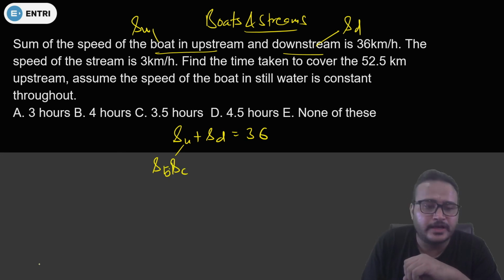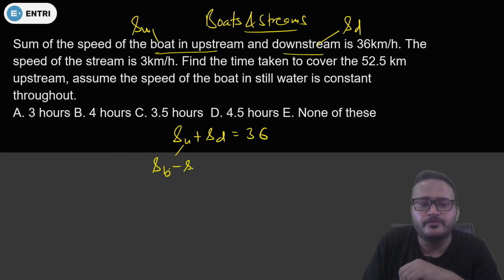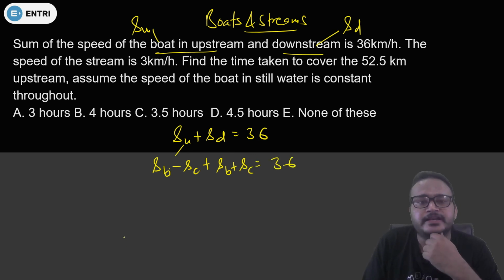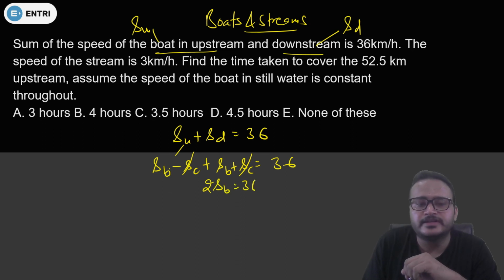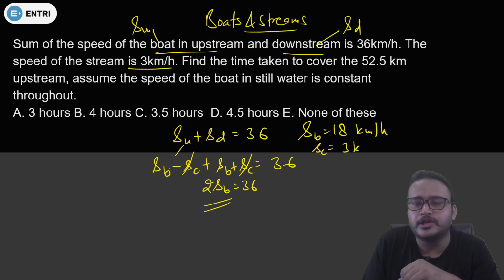Okay, so let me write it clearly, guys. We know what upstream speed is: speed of boat minus speed of current, and downstream speed is speed of boat plus speed of current, and this is equal to 36. And guys, the speed of current will cancel out, and 2SB equals 36. So guys, we now have the speed of boat as 18 km/h. Speed of boat we have, and the speed of current in the question is given as SC equals 3 km/h.